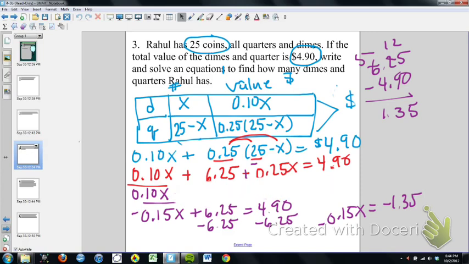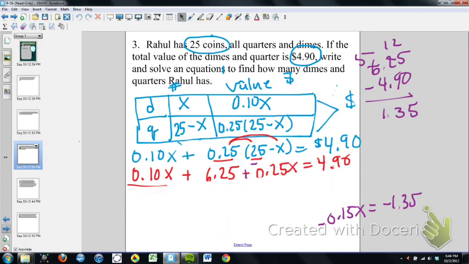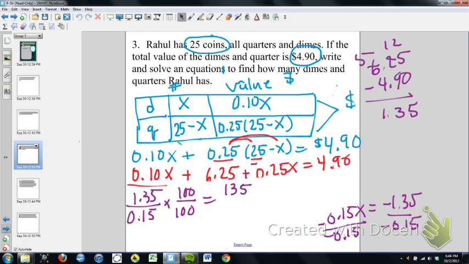Alright, I'm going to erase some of this work so I have some room here. Now, you've got to divide both sides by negative 0.15. Because you have 2 negatives, you make that into a positive, so now this becomes just 1.35 divided by 0.15. Remember, the shortcut for that is multiplying each one by 100 over 100. So it's 135 over 15.